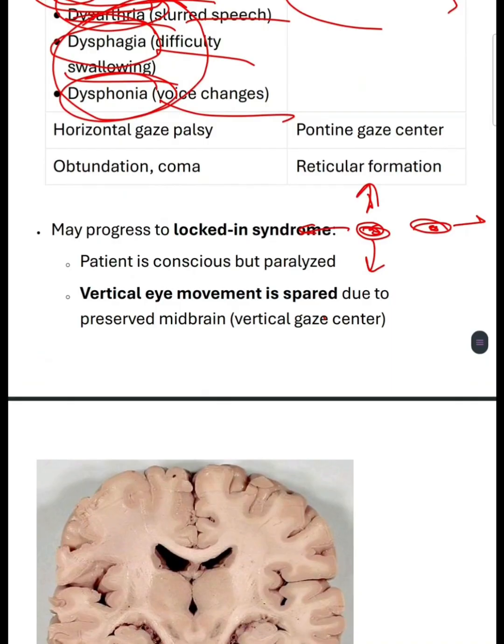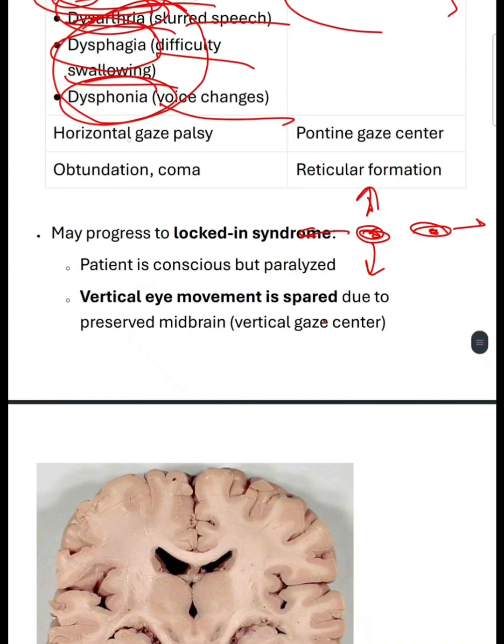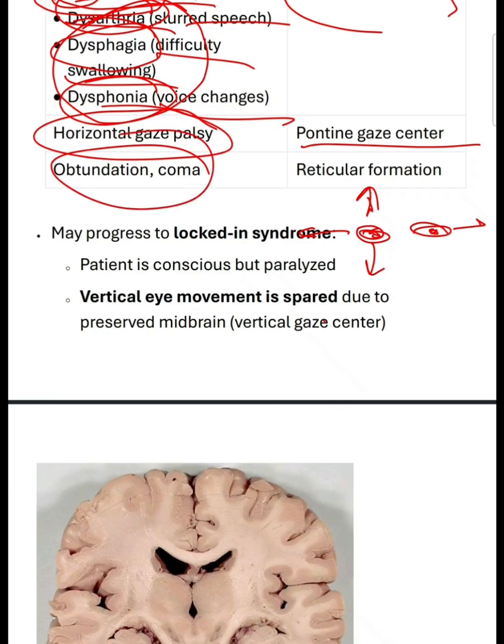And let's see. So that's what I mentioned. The patient will have horizontal gaze palsy because of the involvement of the pontine gaze center, and obtundation, coma. So let me explain that.